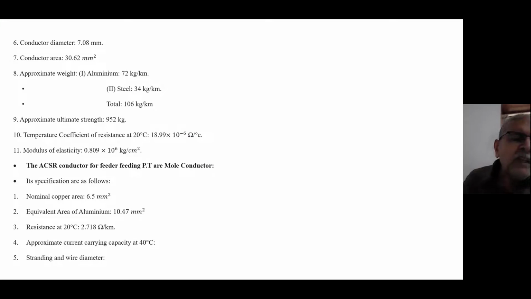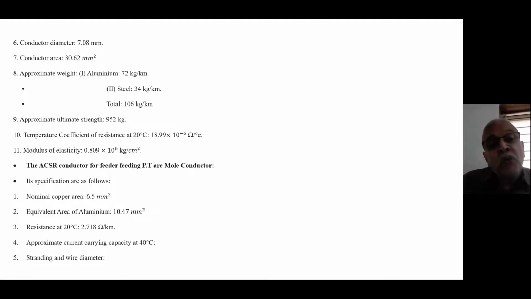Then the further specification is total conductor diameter is 7.08 mm. Conductor area is 30.62 mm square. Approximate weight for aluminium is 72 kg per kilometer. Steel and total are given. Approximate ultimate strength 952. Temperature coefficient at 20 degrees centigrade and modulus of elasticity. So all these things are standard. They are given. So we have prepared the specification of the ACSR conductor for 3 incomers and 2 transformer feeders.